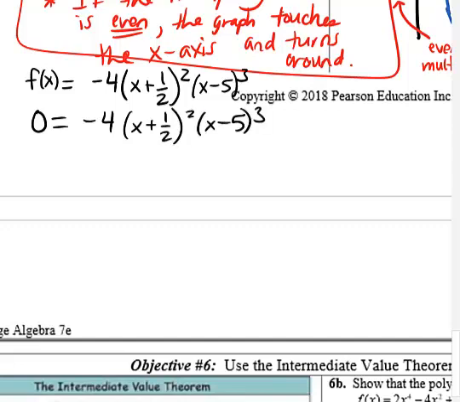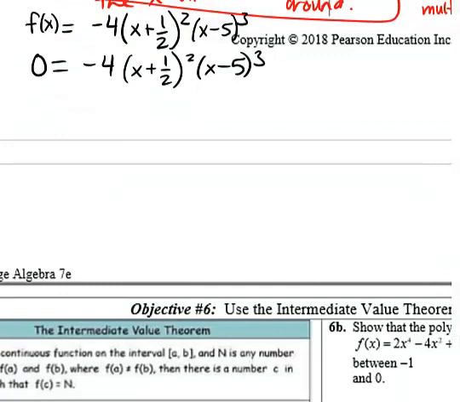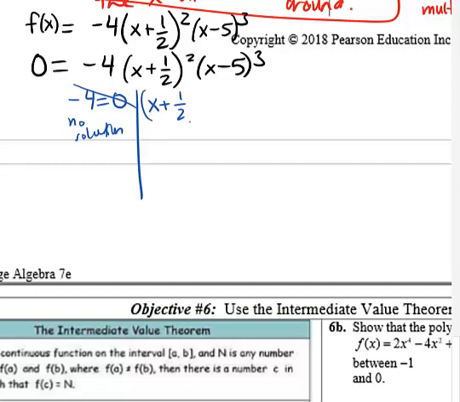In the last example, though, we had to actually factor it. In this example, it's already factored for me, so that's one good thing. So I could set each factor equal to 0. First of all, the -4 you could disregard, because if I try to set that equal to 0, you're not going to get any solution out of that. There's no way. So don't worry about that. But the (x plus 1/2) squared, I can set equal to 0, and the same thing with the (x minus 5) cubed.